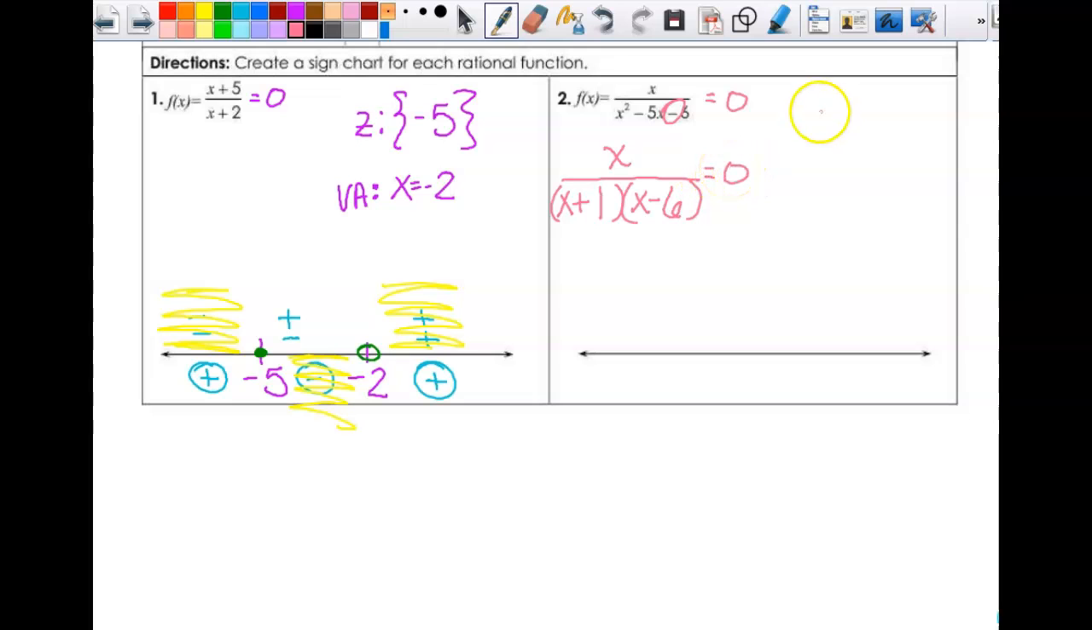So from this, the zeros of the function are the zeros of the numerator. All that is 0. My vertical asymptotes come from the zeros of the denominator. So this one would give me x equals -1 and x equals 6. Remember, those are equations of lines. That's why they are written that way. All three of these things go on my number line. So I'm going to have a -1, a 0, and a 6.